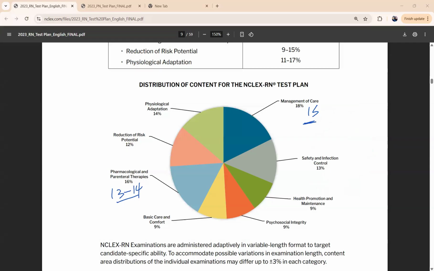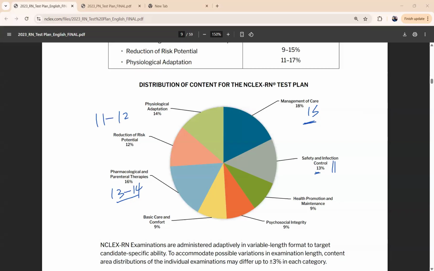Physiological adaptation is the next bigger one. That's 11 to 12 questions here. Then reduction of risk. Okay, reduction of risk, you can have... okay, safety and infection control is highest.